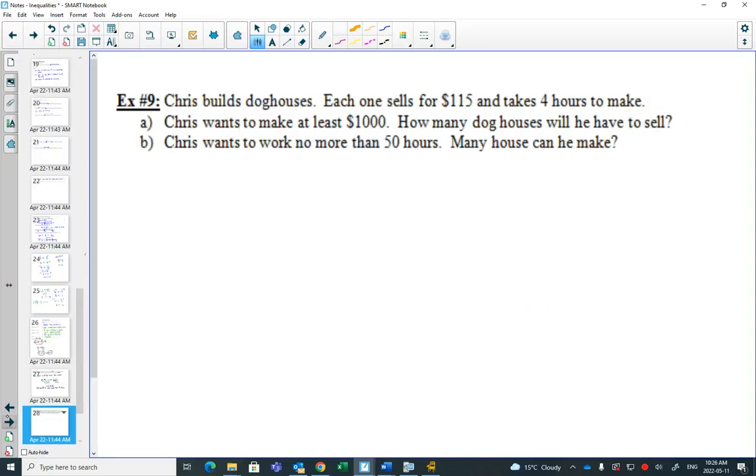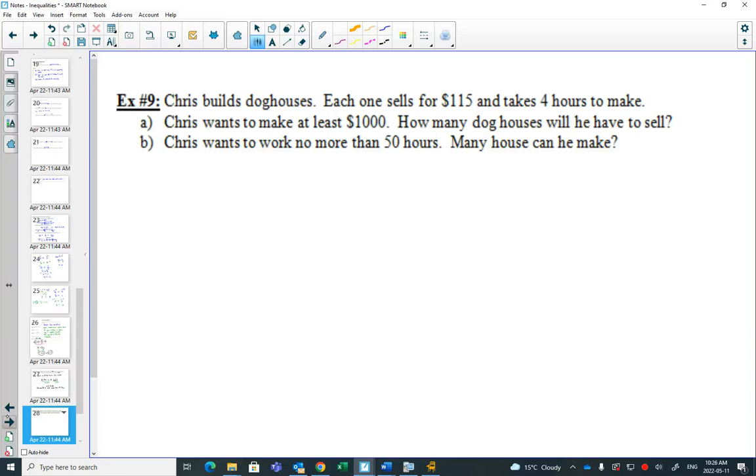Second word problem. Chris builds dog houses. Each one sells for $115 and takes 4 hours to make. Pretty good wage, right? He's making over $25 an hour. I guess there'd probably be material costs, so you got to take that into consideration. Chris wants to make at least $1,000. How many dog houses will he have to sell?